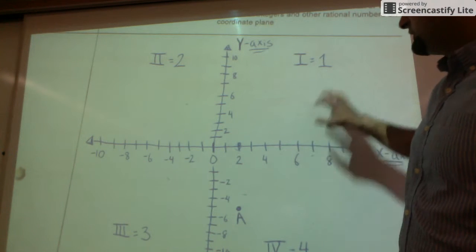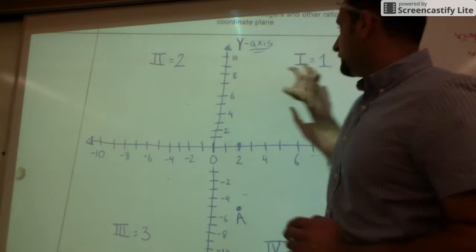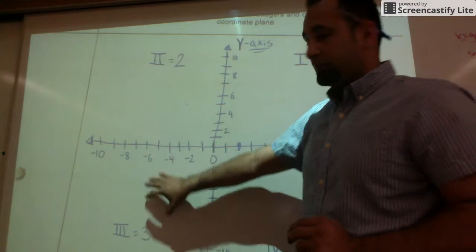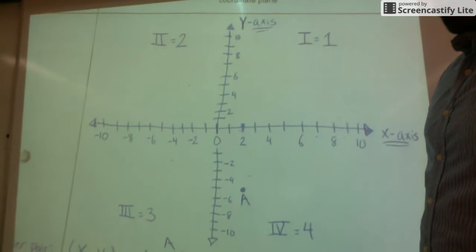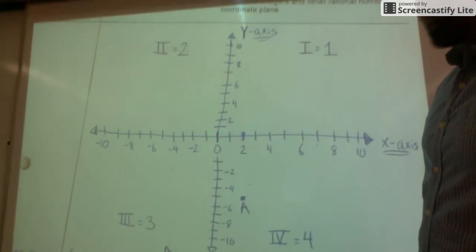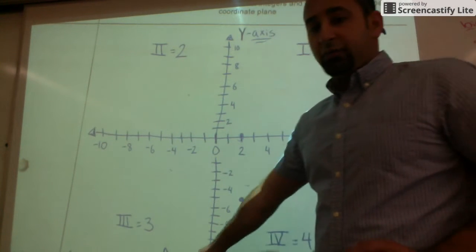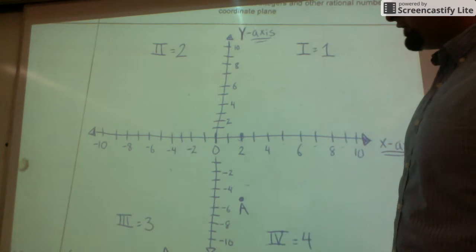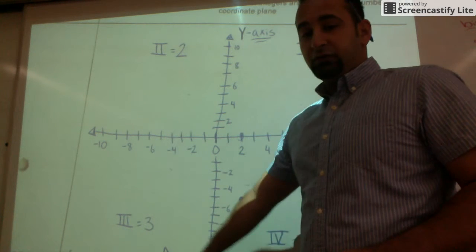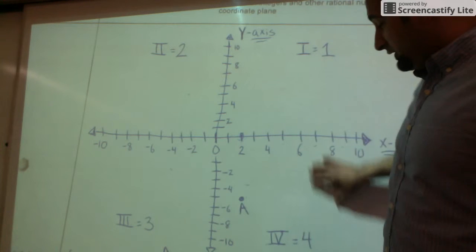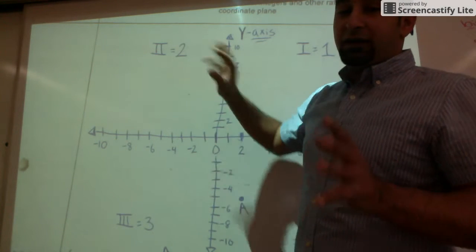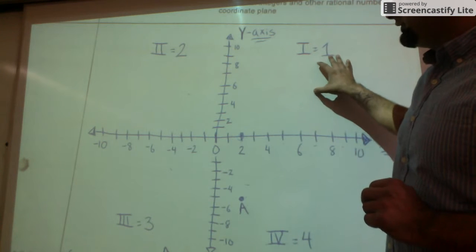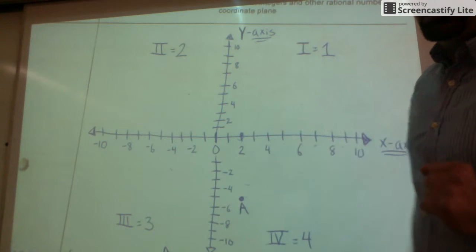All right, so back to our coordinates. Coordinate 1, coordinate 2, coordinate 3, coordinate 4. Now, it's really easy to tell if you know the quadrants where our ordered pair is going to be. I already knew that 2, -5 was going to be in this quadrant. How? Because each quadrant has a special position where these numbers are going to be.